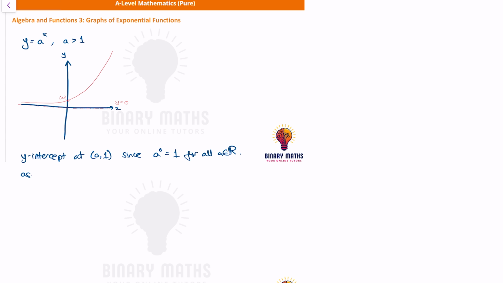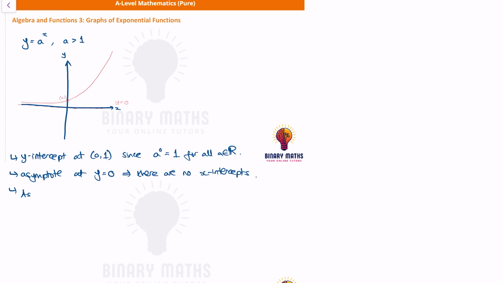Also, there is an asymptote at y equals 0, which implies there are no x-intercepts. Okay, so those are the two features that you can clearly see.